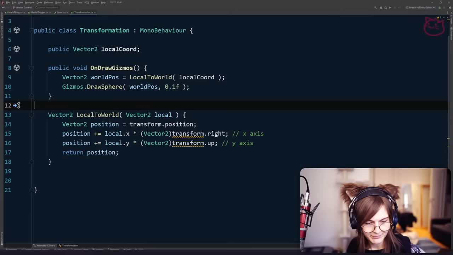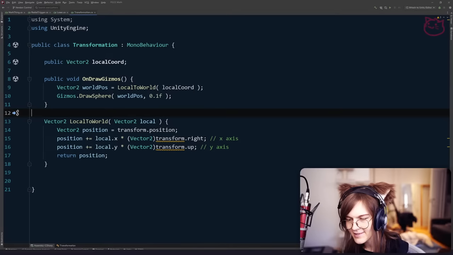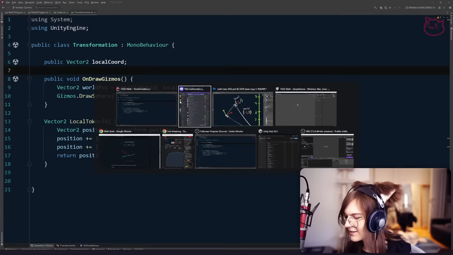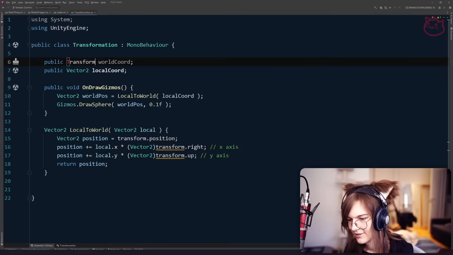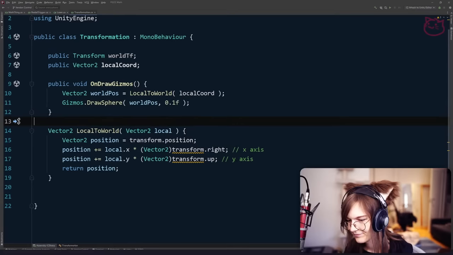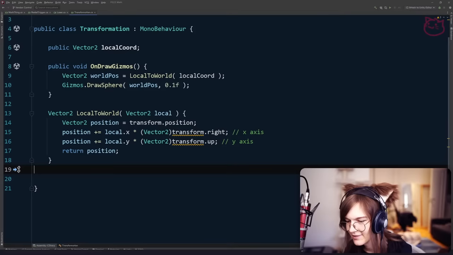Okay, world to local. This one is a little bit harder to debug because usually debugging happens in world space. Not necessarily, you can make it in local space, but it gets into complicated things too early. So I think this time, let's supply a world space coordinate through a game object. So world space transform. Actually, should we do this in a separate script? Probably not. Let's just comment this out.